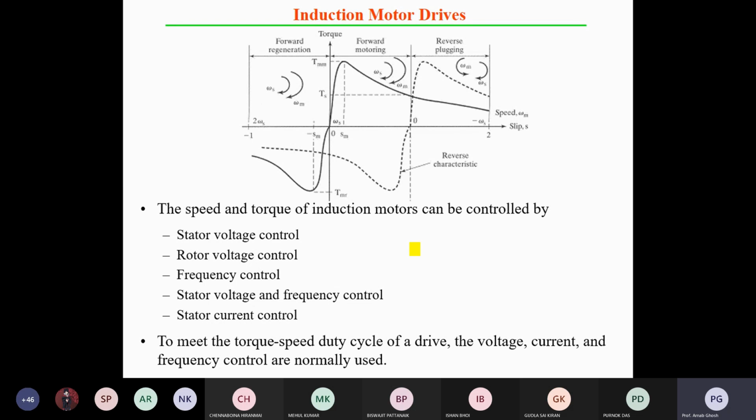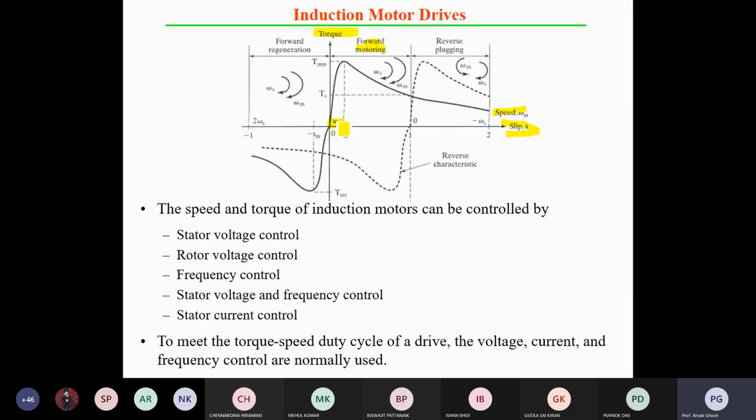Now you can see the characteristics, the torque-slip or torque-speed characteristics of the induction motor. It is forward motoring. It starts from zero, then you reach the synchronous speed, and you get the maximum torque along the way. Then up to that value you get zero, which again means the slip, I think. So you can vary it.